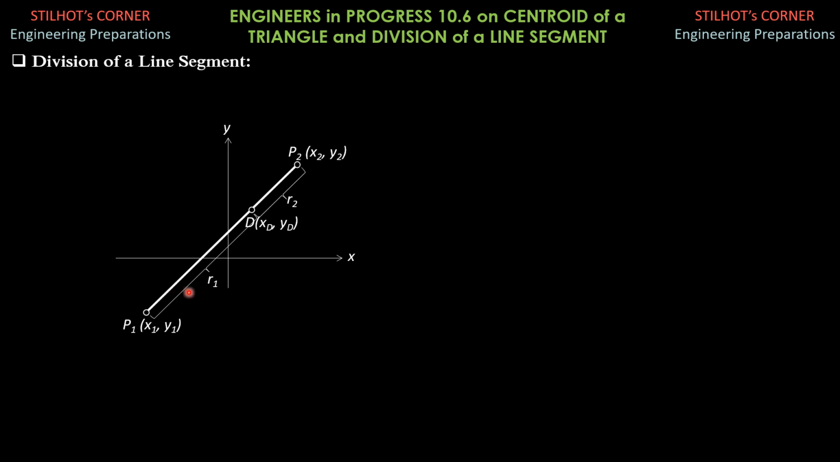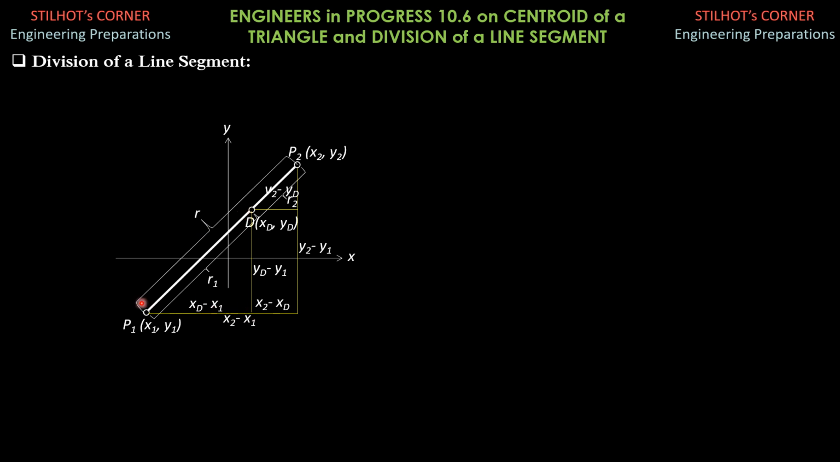So the ratio of the length of the line segment from P1 to D, which is R sub 1, and D to P2, which is R sub 2, is also simply the corresponding ratio of the parts of the right triangle. So if we draw the portion of the right triangle, by the way, the length from P1 to P2, the part there is also R. So these are the parts.